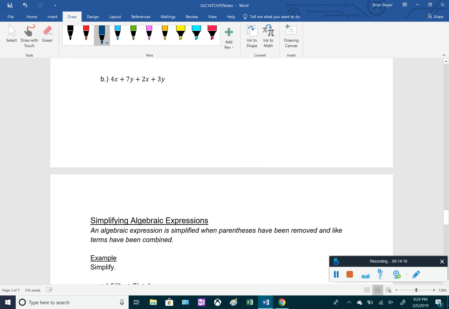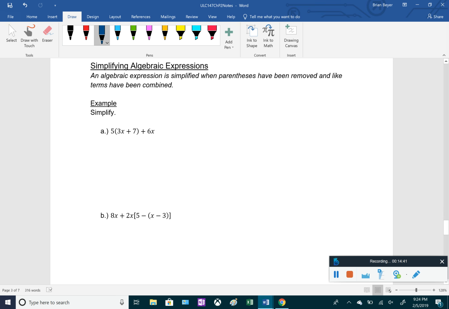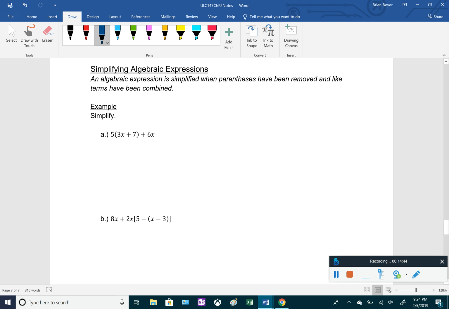And then for this next one, 4x plus 7y plus 2x plus 3y. I'm just going to rewrite it by grouping the terms. So 4x plus 2x plus 7y plus 3y. So this is the same thing as this. Thanks to the commutative and associative properties of addition. Combined like terms, we get 6x plus 10y. Okay, so that's going to bring us to some harder examples here. So in general, simplifying algebraic expressions, what this means is that when the parentheses are completely gone and like terms have been combined. So that's what it means to be simplified in this case so far.